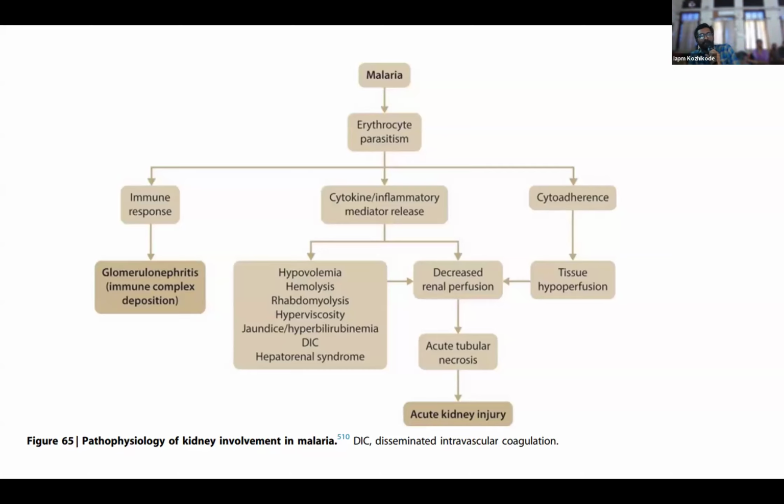So this is just an example of what I said, something like malaria. It can produce a lot of immune antibodies and can produce glomerulonephritis. It can produce a lot of cytokines, which can lead to tubular injury. And so it can present in various ways. The same disease can produce various manifestations.